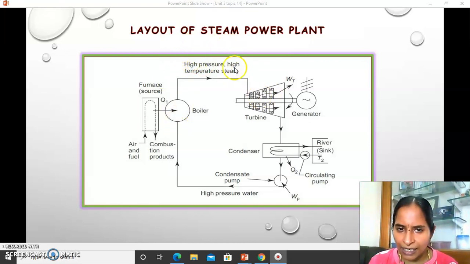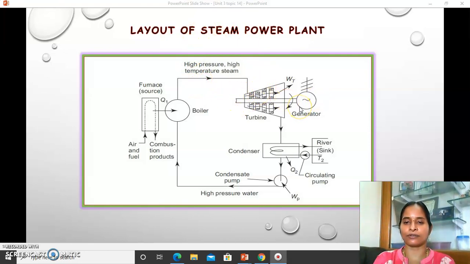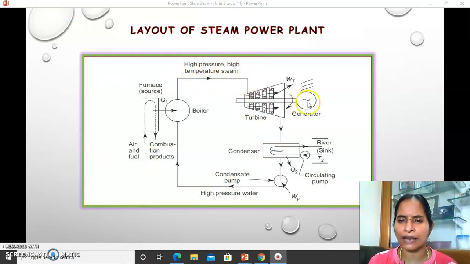So here this high temperature, high pressure steam is also moving, and the motion is given to the shaft. This energy of the steam is converted to rotation of the shaft. Be clear with this: here only heat is converted to useful work. Now it has given all its energy to the shaft.